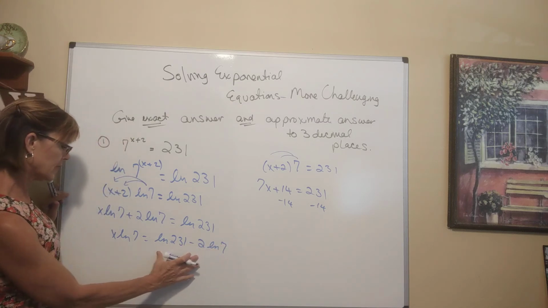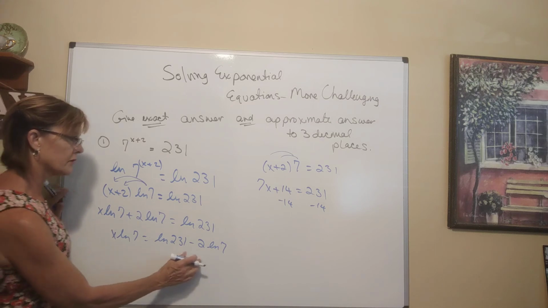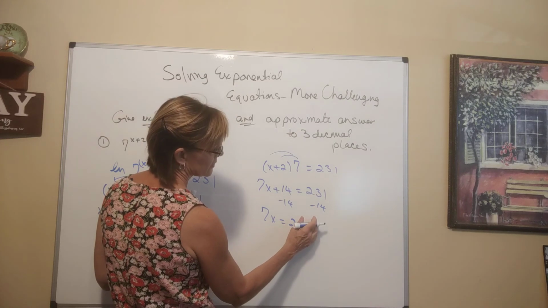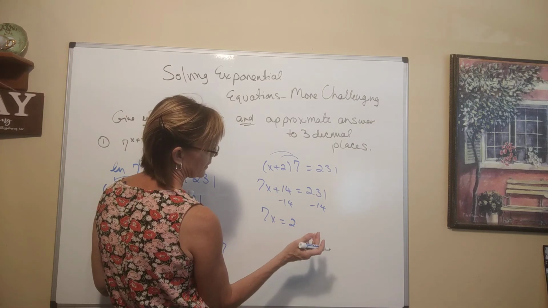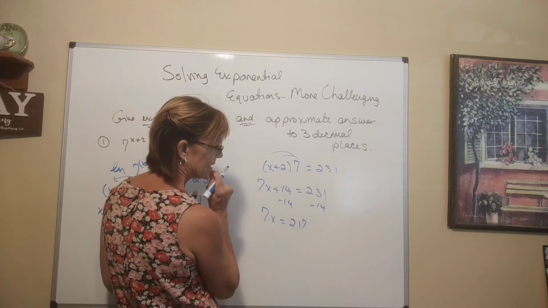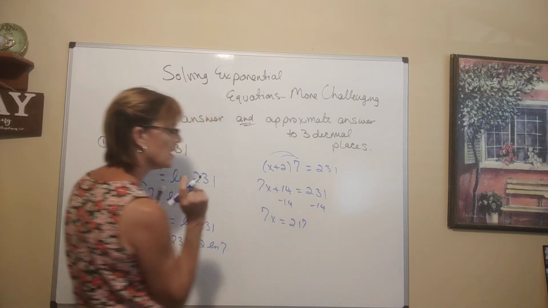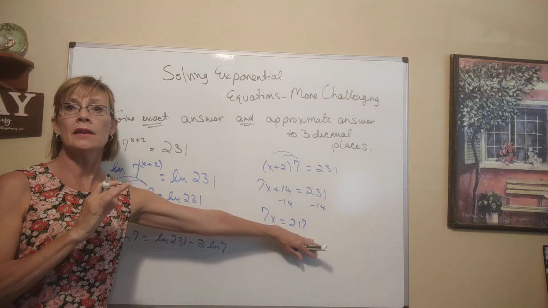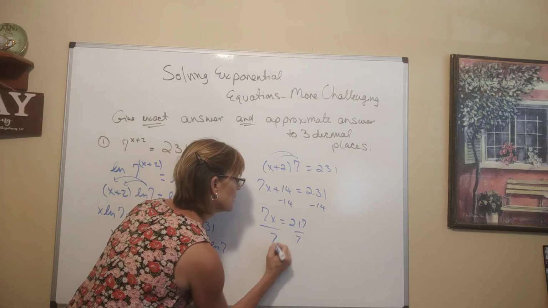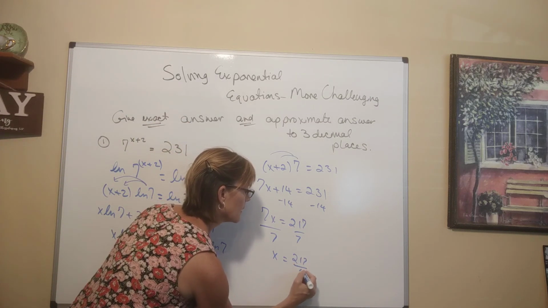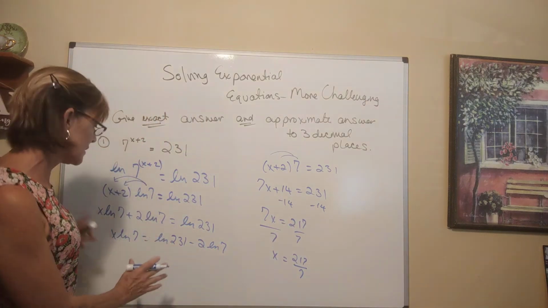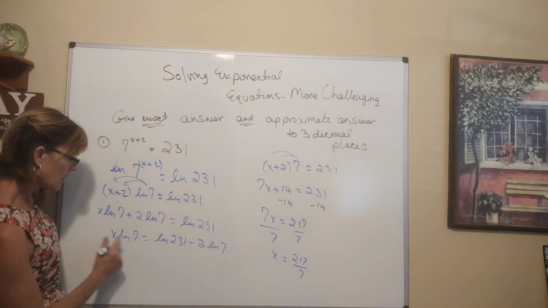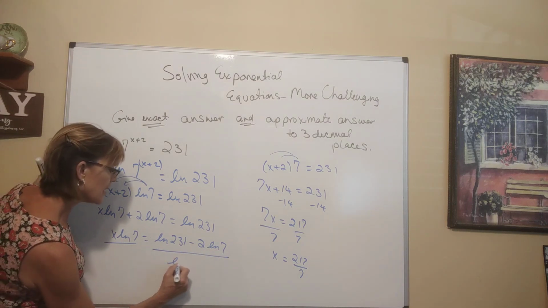So now I have x times a number equals all of this. If I had x times a number equals another number, over here I would just divide both sides by 7 to isolate the x. That's not what I have, but I have kind of the same situation. I have a number times x equals another number. And so all I'm going to do is divide both sides by the natural log of 7.